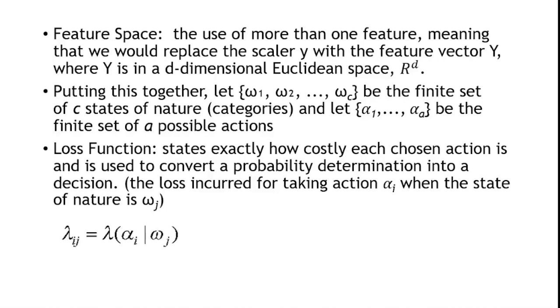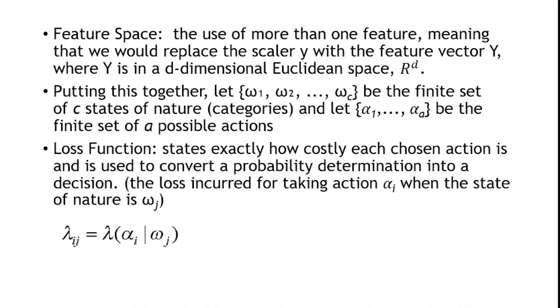By putting this together, let this be the finite set of c states of nature or categories, and let this be the finite set of a possible actions. The loss function states exactly how costly each chosen action is and is used to convert a probability determination into a decision. The loss incurred for taking action Ai when the state of nature is Wj. Here is how to calculate the loss function.